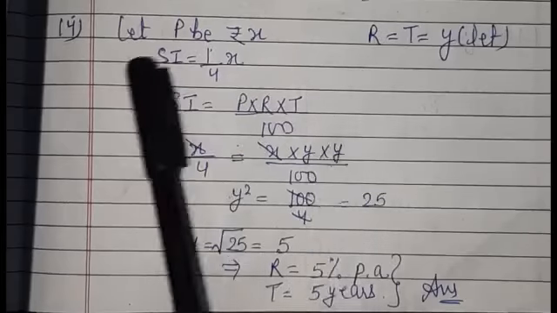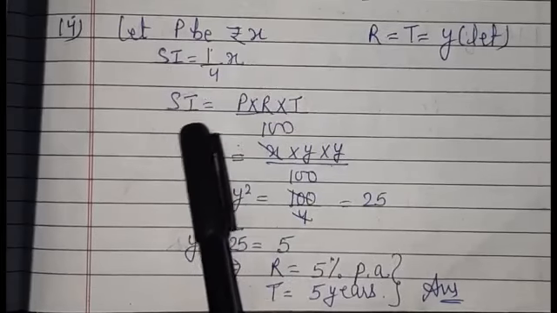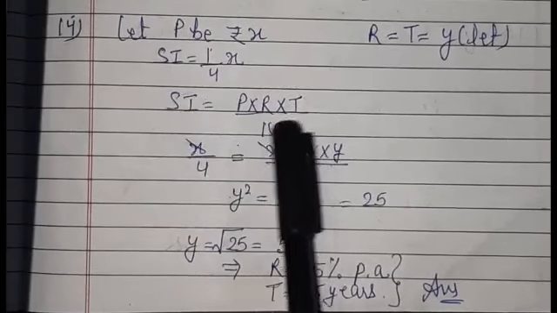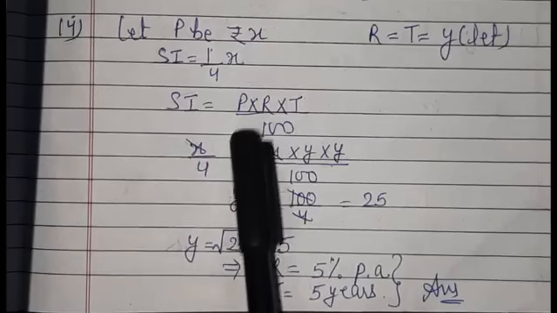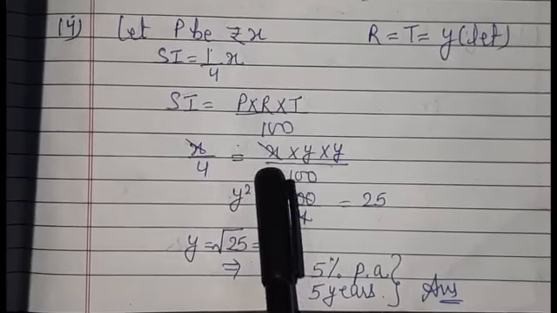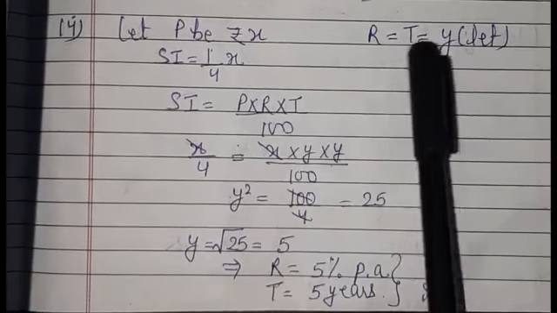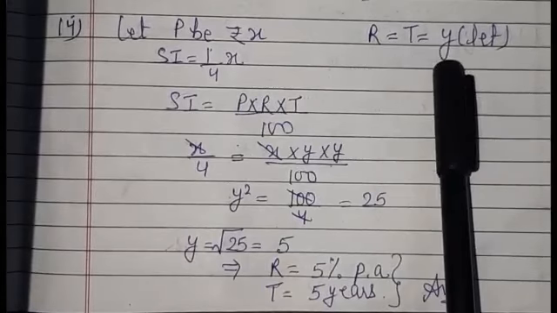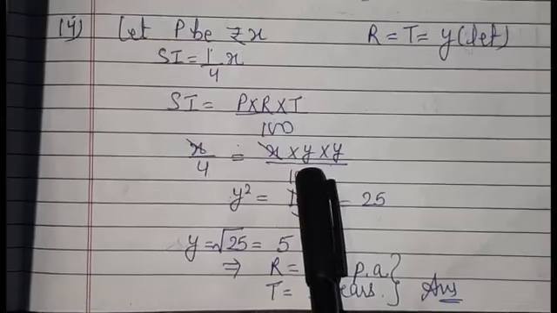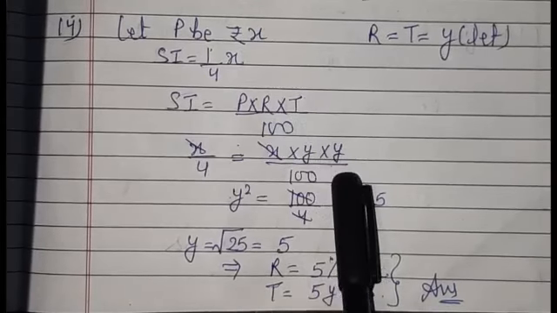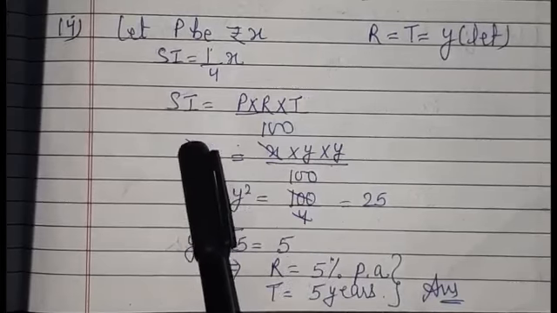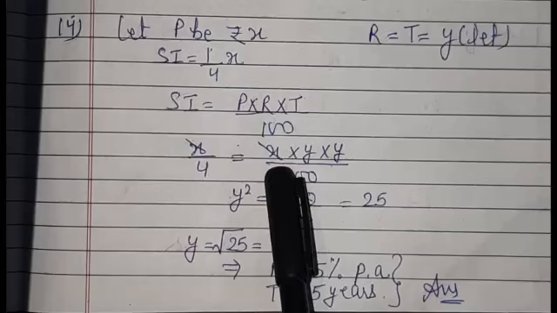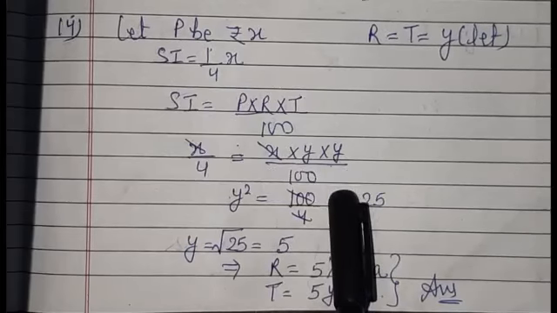Now put all these values in this formula. SI is equals to P into R into T upon 100. SI is 1 upon 4x. Principal we have let as x. R and T also I have let as y. So instead of R put y, instead of T put y, upon 100. So it will be x by 4 is equals to x into y upon 100.